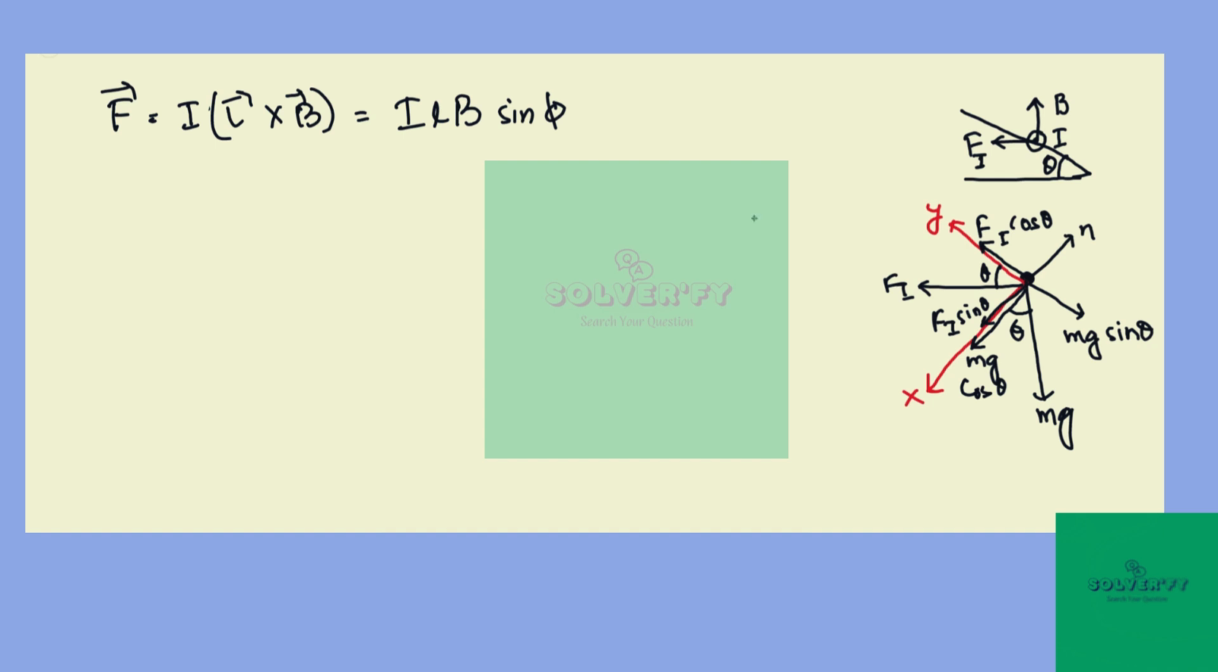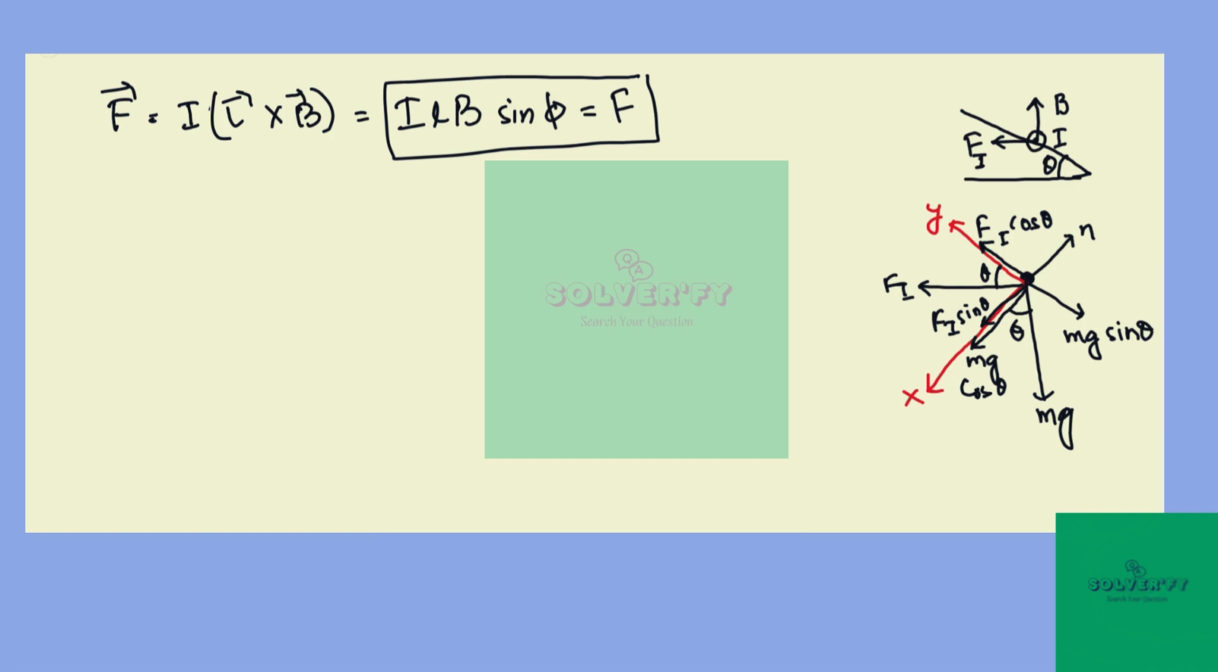The force exerted by the magnetic field is given by I L cross B, and so the magnitude of force is going to be I L B times sine phi, where phi is the angle between L and B, and the direction of F is given by the right hand rule applied to the direction of the flow of current and the magnetic field direction.